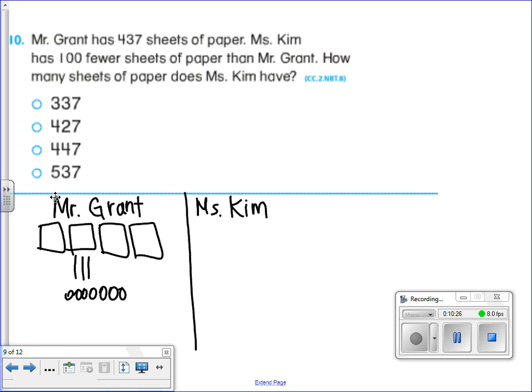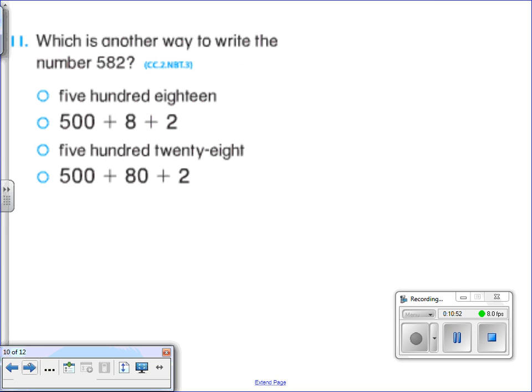So I actually don't even have to draw Miss Kim. All I have to do in my picture here is erase one of the hundreds. And that will tell me what Miss Kim has. What does Miss Kim have? What number of pages? CJ. That's right. Which is another way to write the number 582.